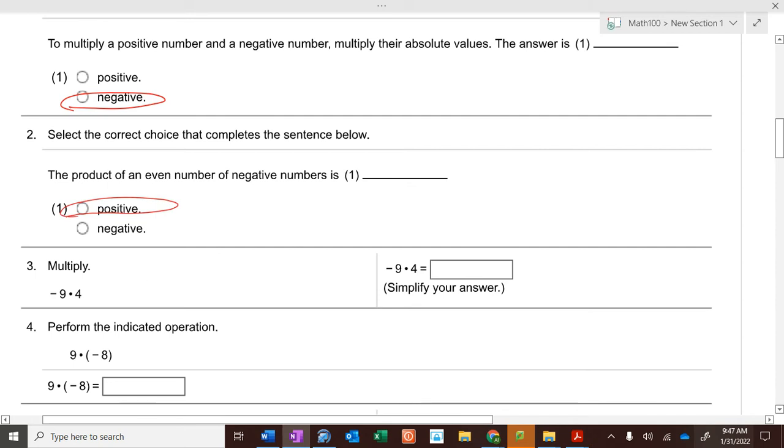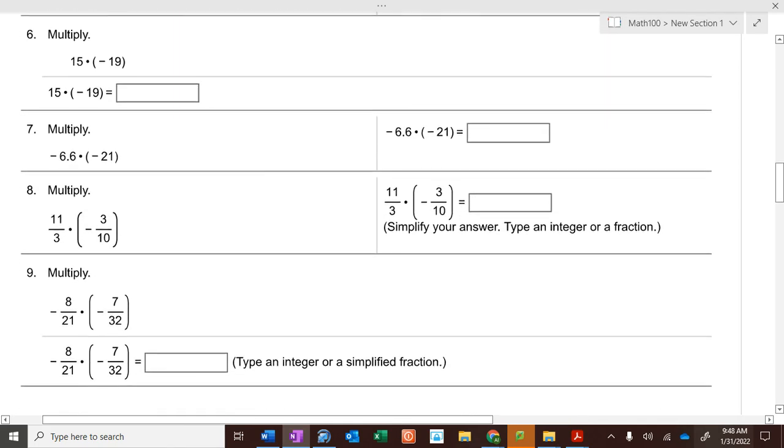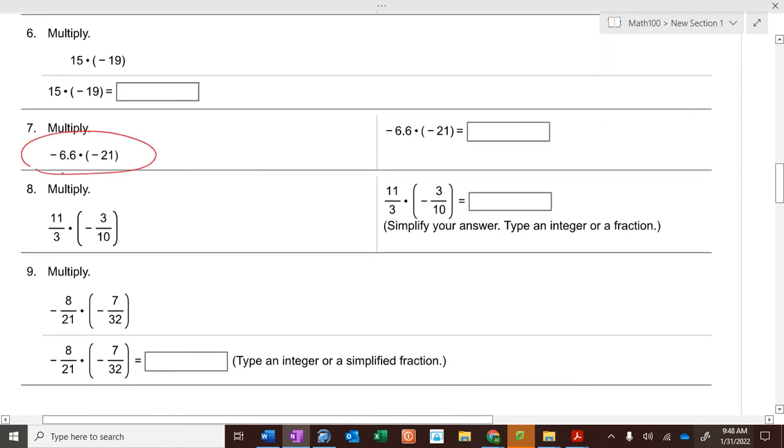positive. So what's negative 9 times 4? Positive or negative? Negative, and 9 times 4 is 36. What's 6.6 times negative 21?